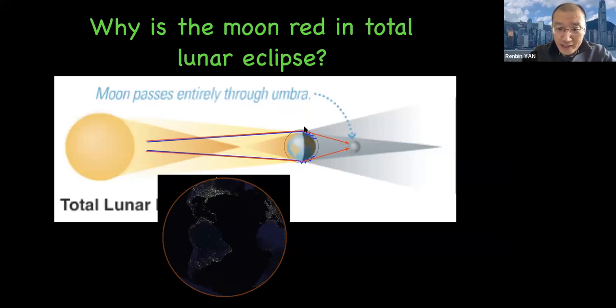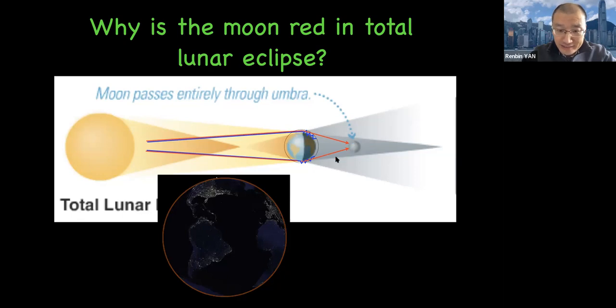And the reason it is red is because our atmosphere is very efficient at scattering blue light, but not very efficient at scattering red light. So most of the blue light gets scattered and absorbed in the atmosphere. But the red light can pass through the atmosphere more efficiently. So when it gets refracted, most of the light that is left behind is red light. And so that is why the lunar eclipse looks red.